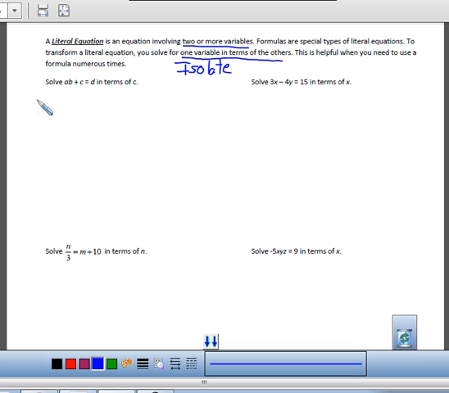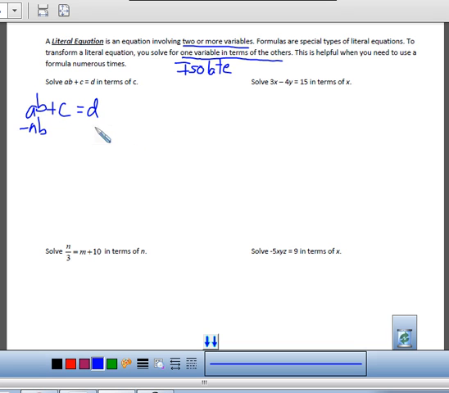Okay, so the first problem we have is AB plus C equals D. And we want to solve it in terms of C. In other words, we want to isolate C or get C by itself. So what I'm going to do is, I have a plus sign here, so the inverse operation is subtraction. So I'm going to subtract AB. Sorry about the sloppy handwriting. Subtract AB from both sides.